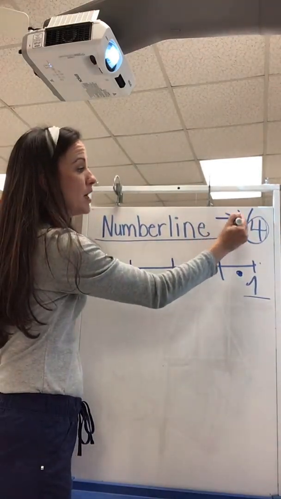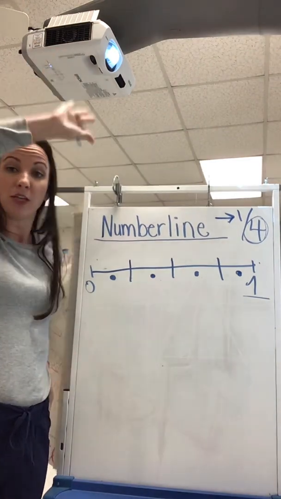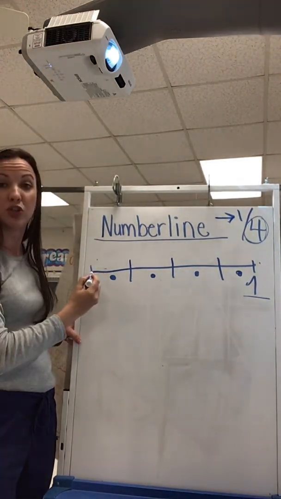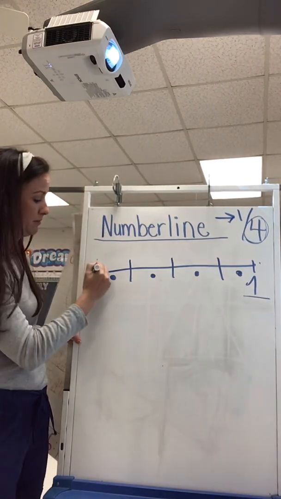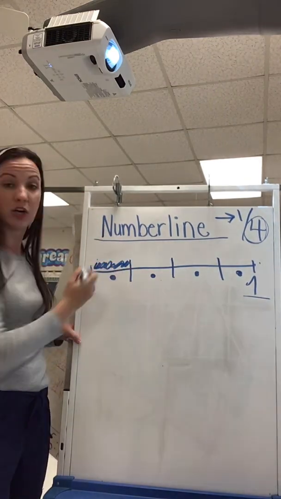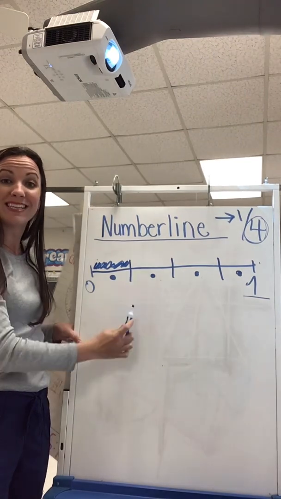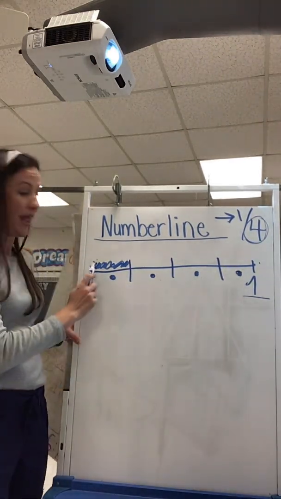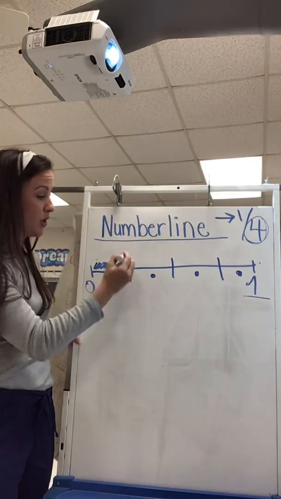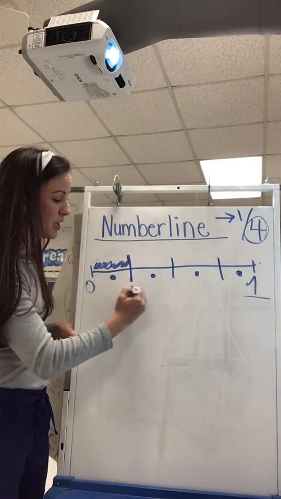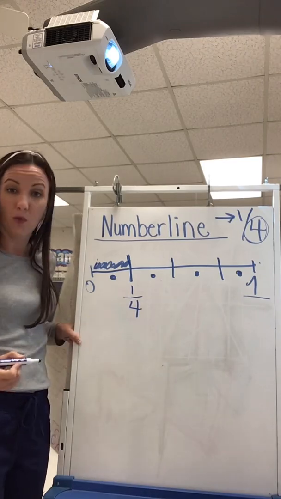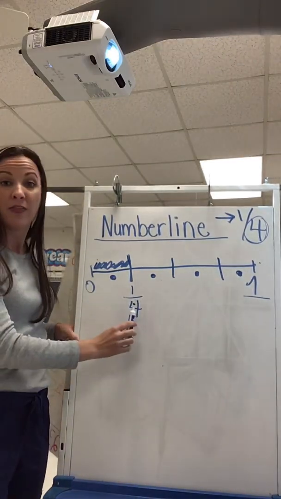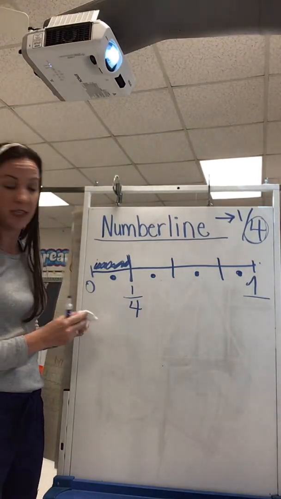Now my top number means shade. So I'm going to start at the 0, that's my starting point, and I'm going to shade to the first line. All right, boys and girls, now let's label that fraction. 1, 2, 3, 4, and I have the top one shaded. So this line right here, boys and girls, is going to be 1/4. If I put 1/4 on the number line, this is where it would be.